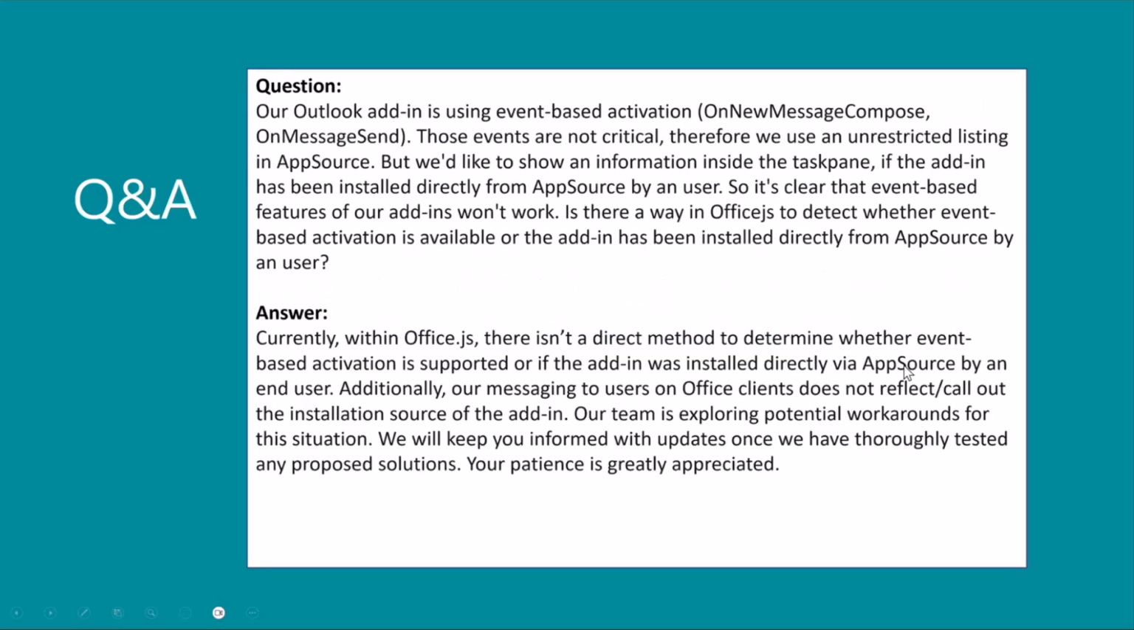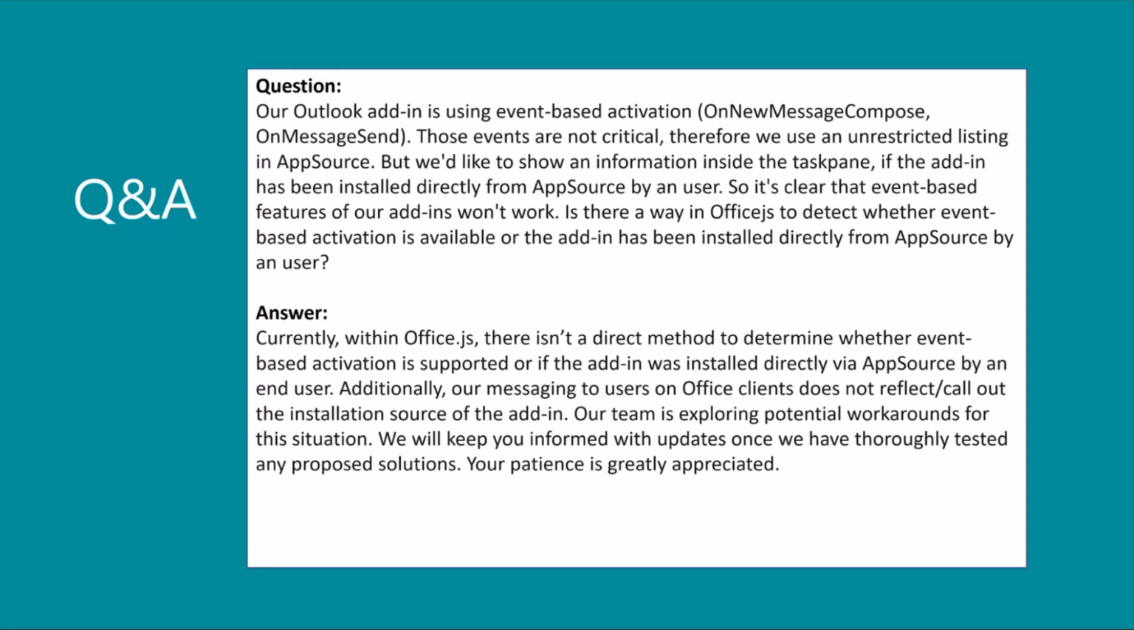And the next question is that our Outlook add-in is using event-based activation. Those events are not critical. Therefore, we use an unrestricted listing in AppSource, but we would like to show the information inside the task pane if the add-in has been installed directly from AppSource by any user, so it's clear that the event-based features of our add-in won't work. Is there a way in Office.js to detect whether event-based activation is available or the add-in has been installed directly from AppSource by the user?